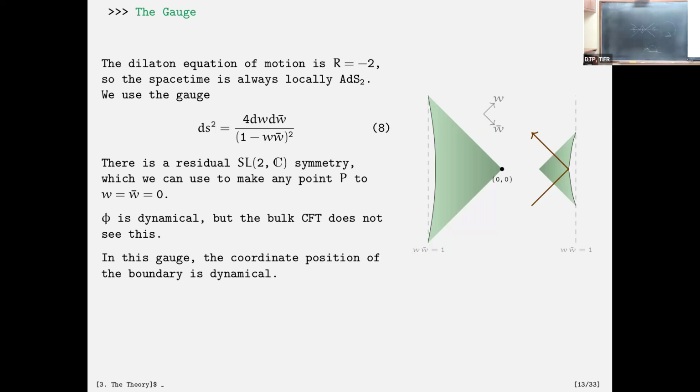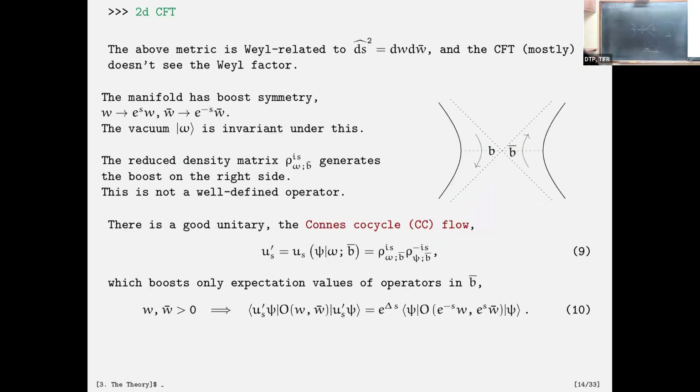Okay. So if W is tau plus sigma and W bar is tau minus sigma, and sigma runs from 0 to pi or something, from boundary to boundary, it's like a strip for the string, right? And that's just a Weyl factor. Exactly. These two boundaries are W bar equal to 1. So that is the gauge.